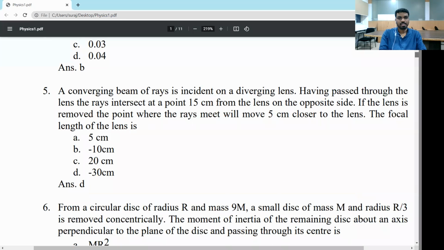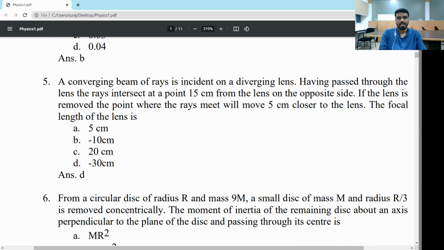Question number 5. A converging beam of rays is incident on a diverging lens. Having passed through the lens, the rays intercept at a point 15 centimeter from the lens on the opposite side. If the lens is removed, the point where the rays meet will move 5 centimeter closer to the lens. The focal length of the lens is. So what is happening here? There is a converging beam of rays incident on a diverging lens. Now what is a diverging lens? Diverging lens is nothing but a convex lens. Okay.